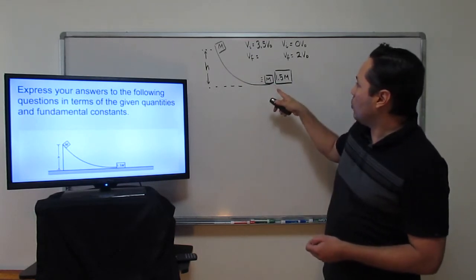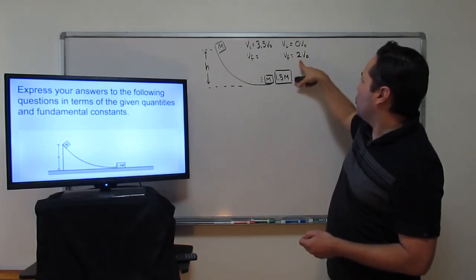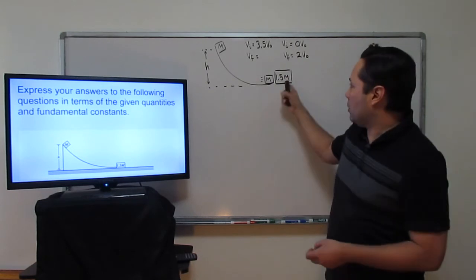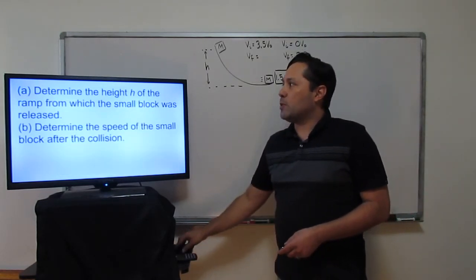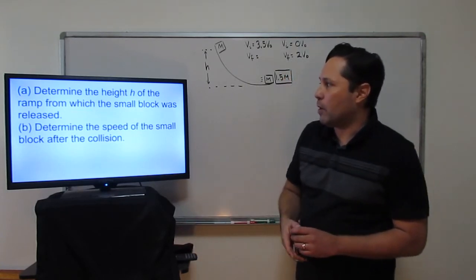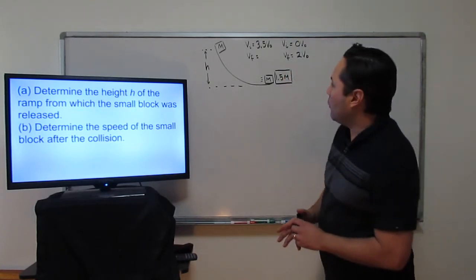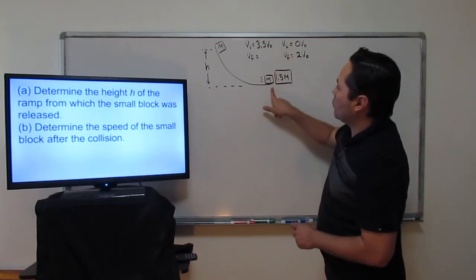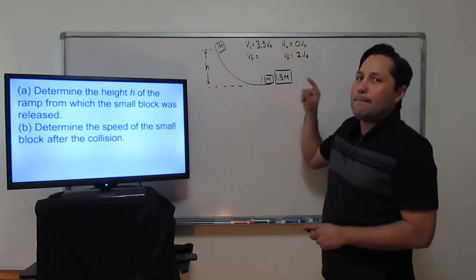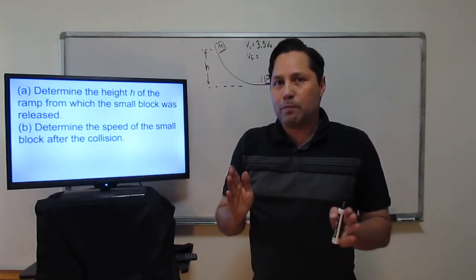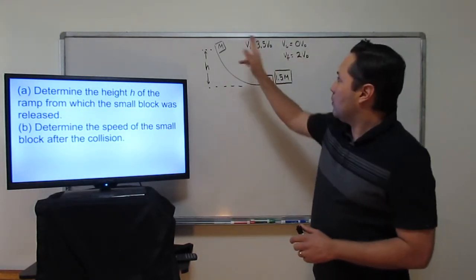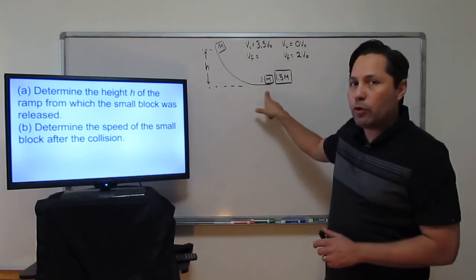And also 2 VO for velocity final for our larger object. Alright, so we're going to go ahead and do that. It says A, determine the height H for the ramp at which a small block is released. To answer that question, I'm just going to look at the small block from here to the instant before the crash.